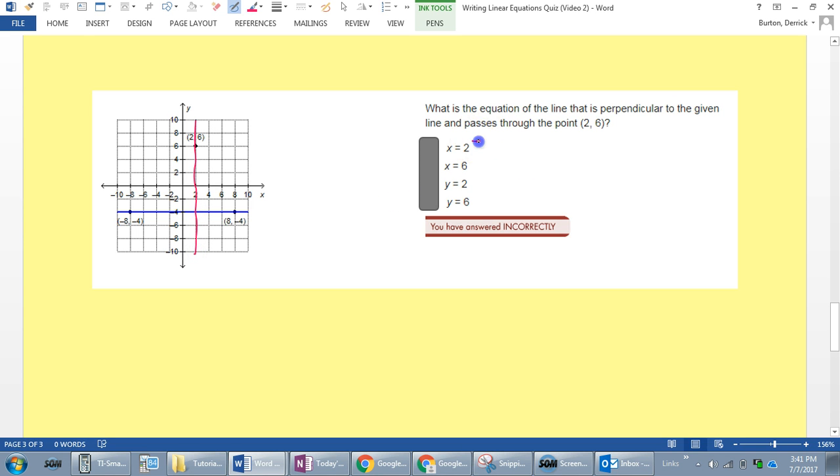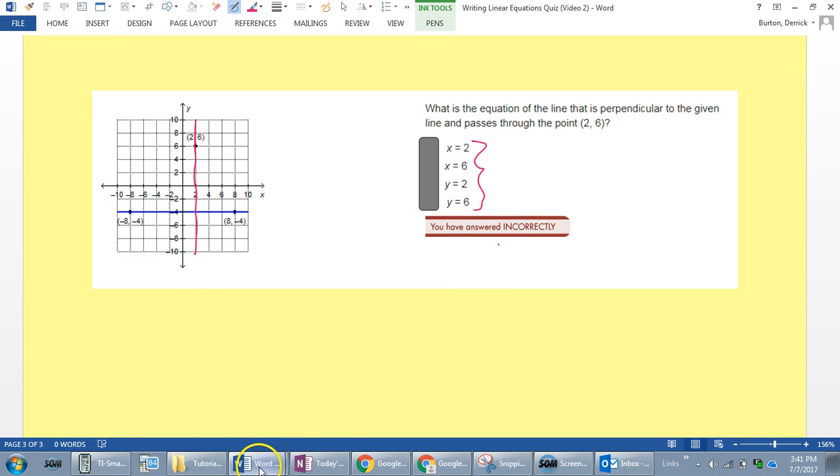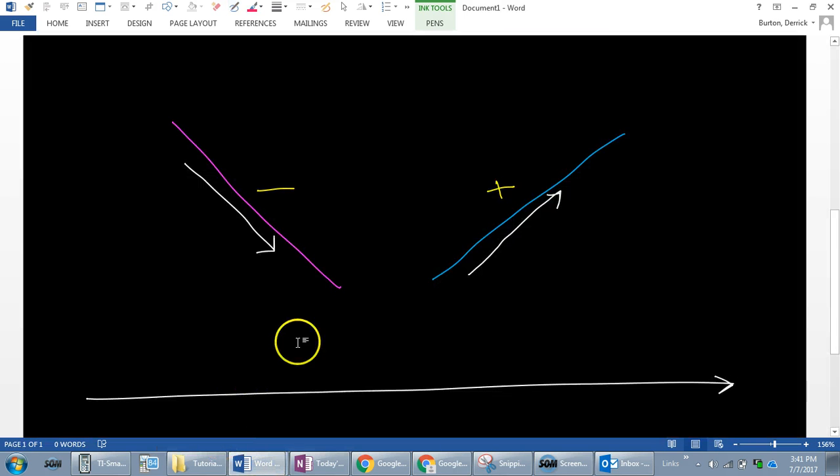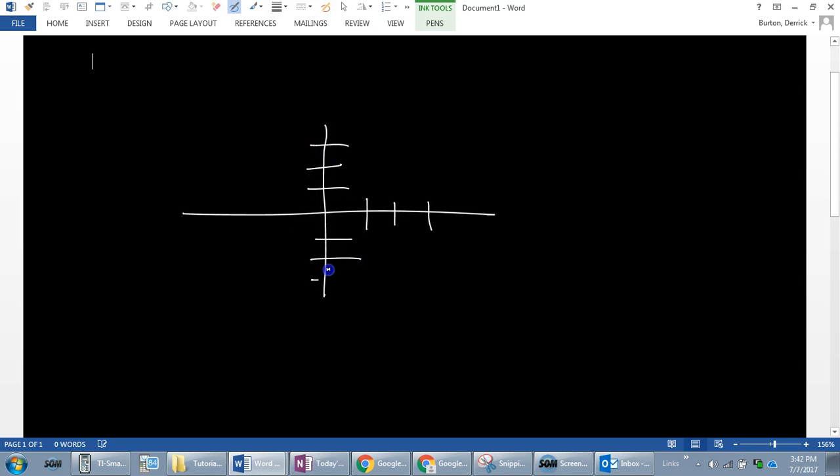So look how small these equations are. It's not like y equals mx plus b or anything like that. Uh-oh, hold on. My computer's about to die. Okay, so let me give you just a quick little lesson on that over here on the black screen. So here's what you need to know.